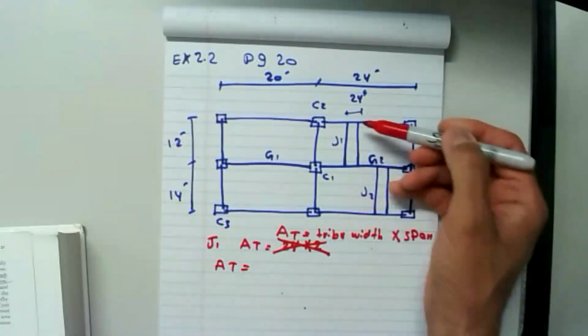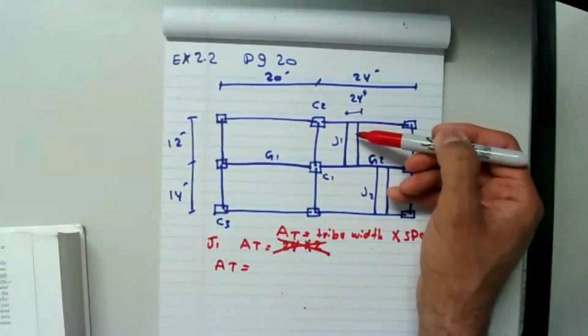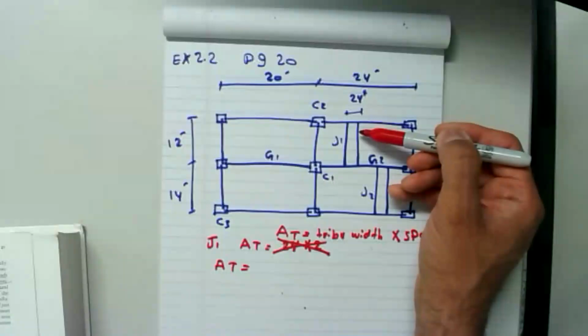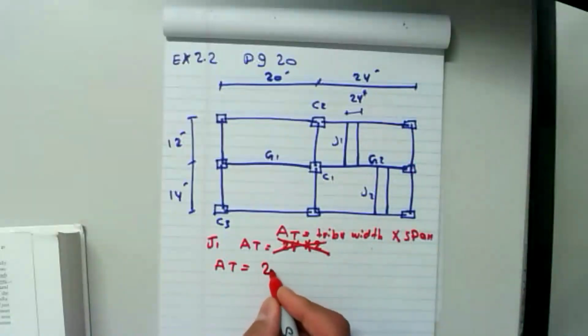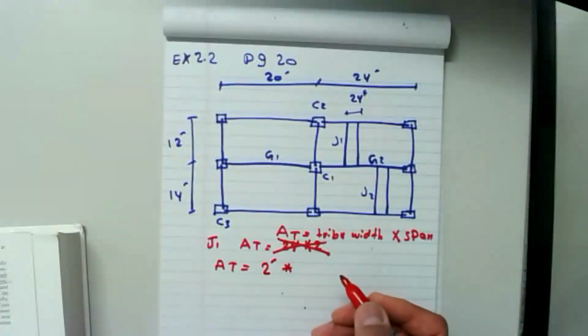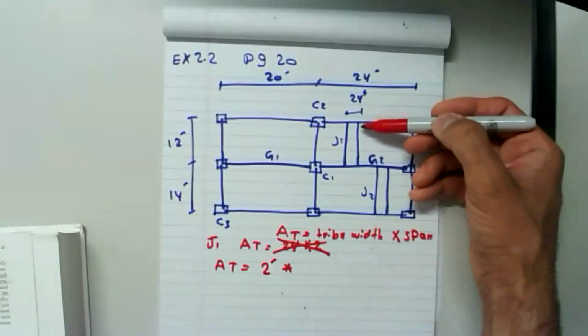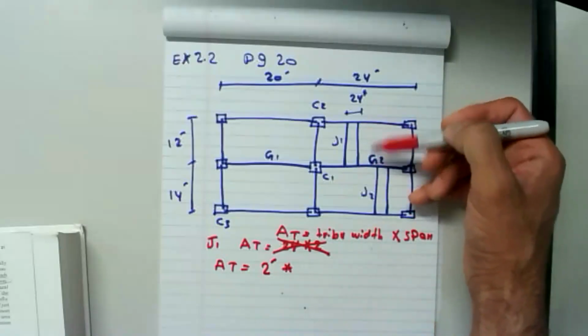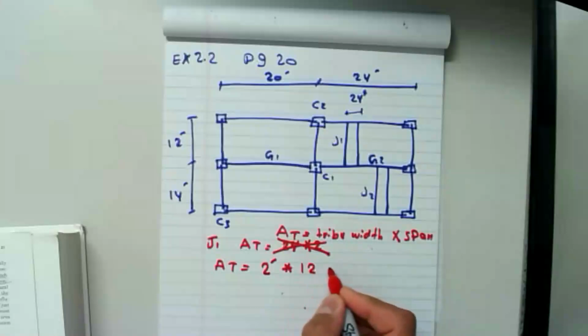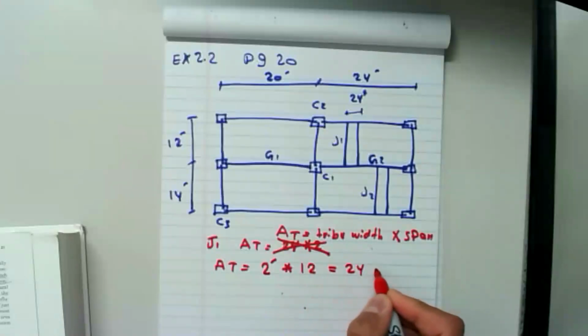So Joist 1, we want the tributary area. It's the tributary width. What is the tributary width? It's 2 feet, so that would be 2 feet if you want to keep it in feet, right? Times what? Times the span, which is 12. So this gives me 24 square feet. Does that make sense?